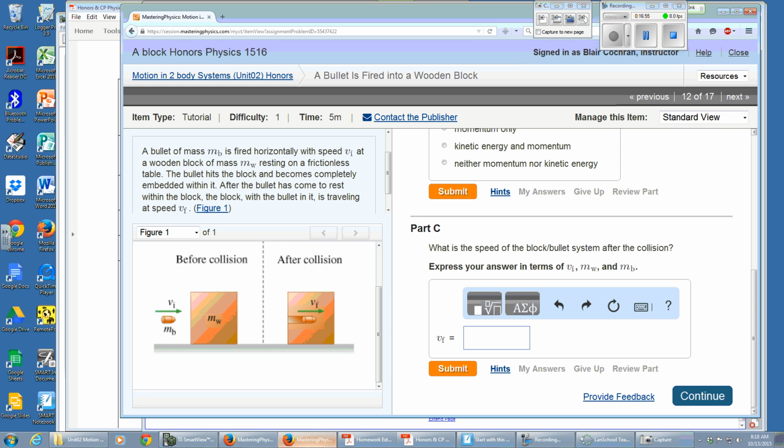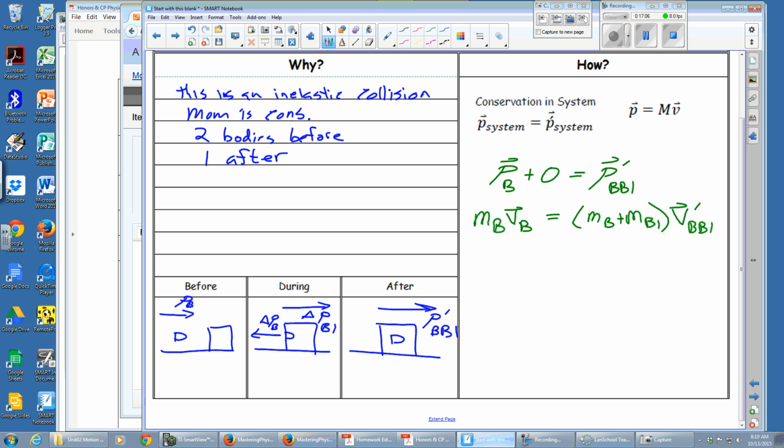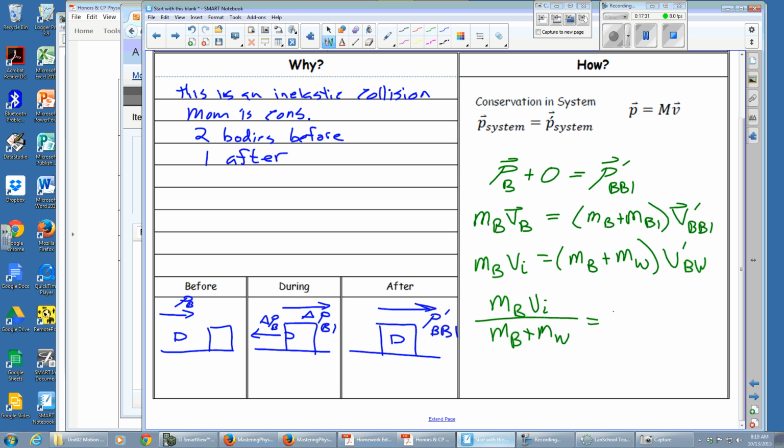Expressed in terms of VI, VW, and V. The wooden block, they say, is MW, so we'll change our notation. Bullet is MB, and the original speed of the bullet is VI. So, putting this in their terms, I've got MB VI equals MB plus MW times VBW. So just rearranging, over MB plus MW equals, and that's it.